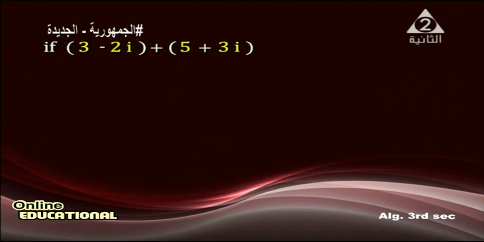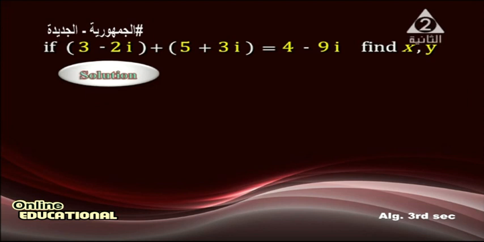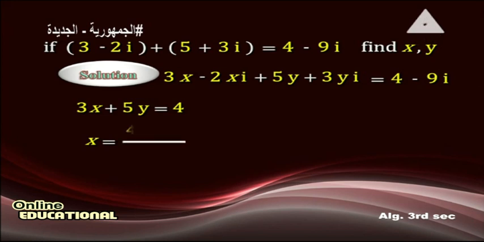If we have (3 minus 2i) x plus (5 plus 3i) y equals 4 minus 9i, find the value of x and y. X multiply 3 is 3x, x multiply 2i, y multiply 5, y multiply 3i. By collecting like terms, 3x plus 5y equals 4, real is real. Therefore, x equals 4 minus 5y over 3.